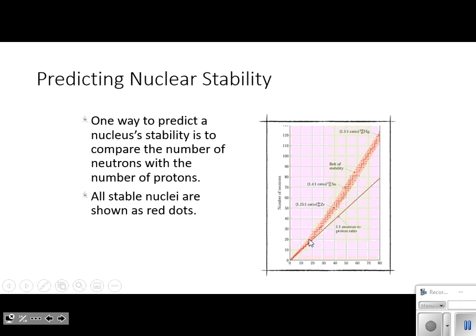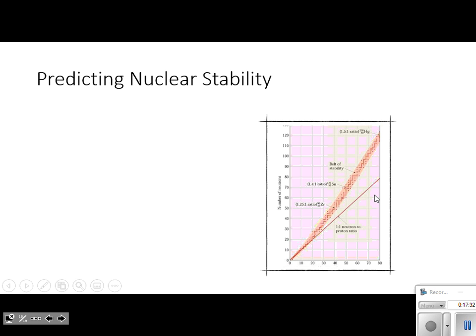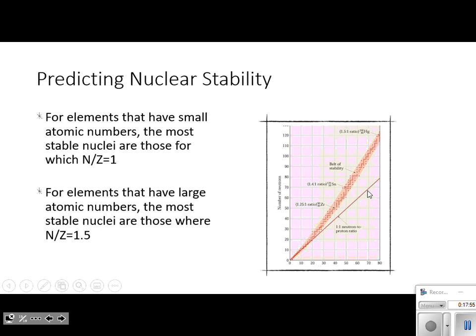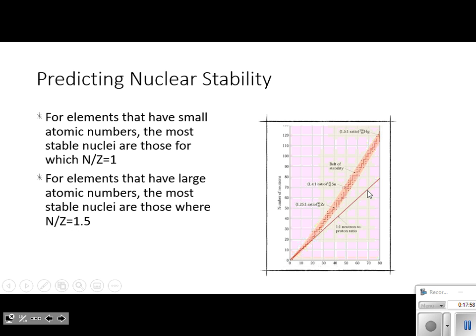This little red line here is the 1-to-1 proton to neutron ratio. For elements that have small atomic numbers, the most stable nuclei are those in which the neutrons and the protons come up together with a 1-to-1 ratio. For elements that have larger atomic numbers, the most stable nuclei is when that ratio is 1.5 to 1.